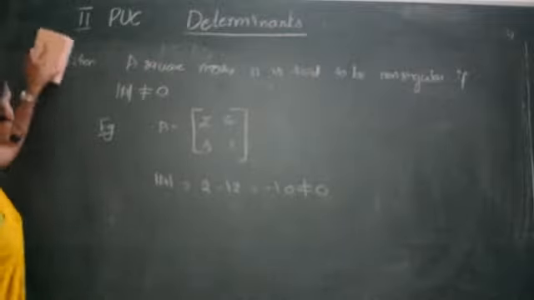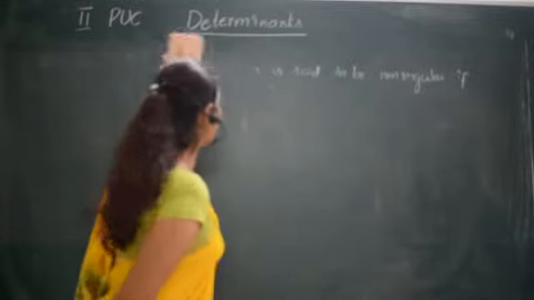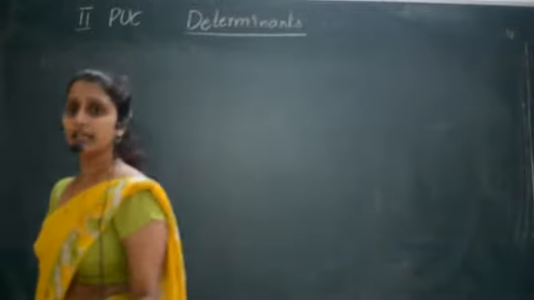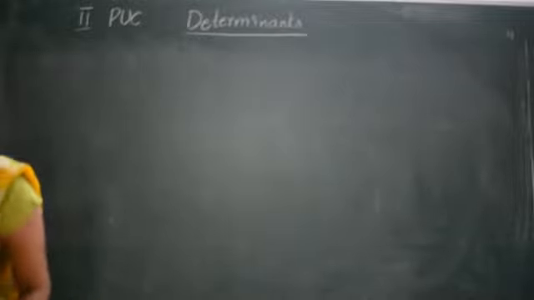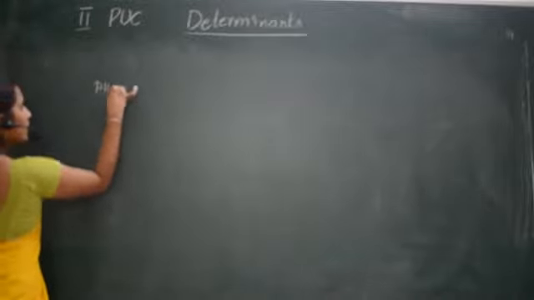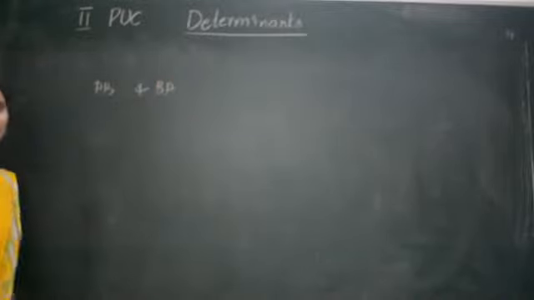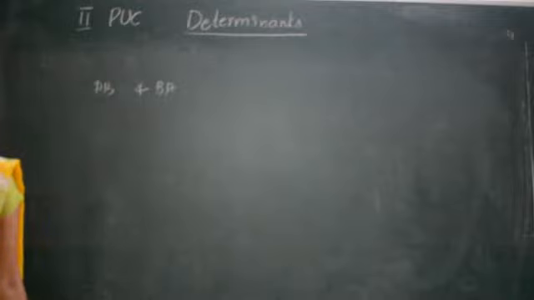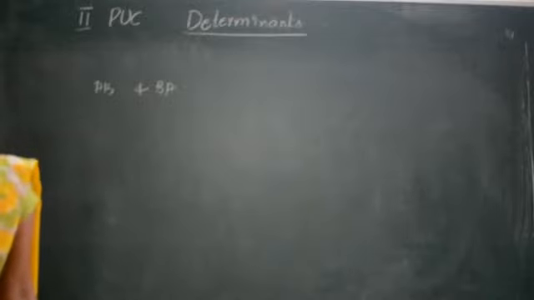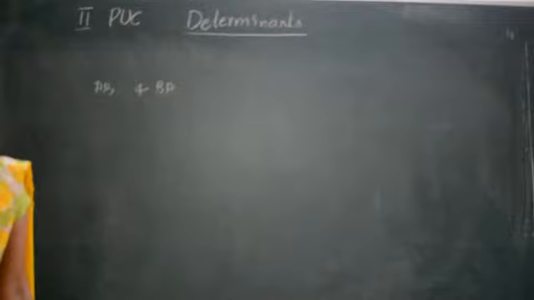One more definition you can write. If A and B are any two matrices of the same order and they are non-singular matrices, then AB and BA are also non-singular. So this is one more definition. You write down this definition also.